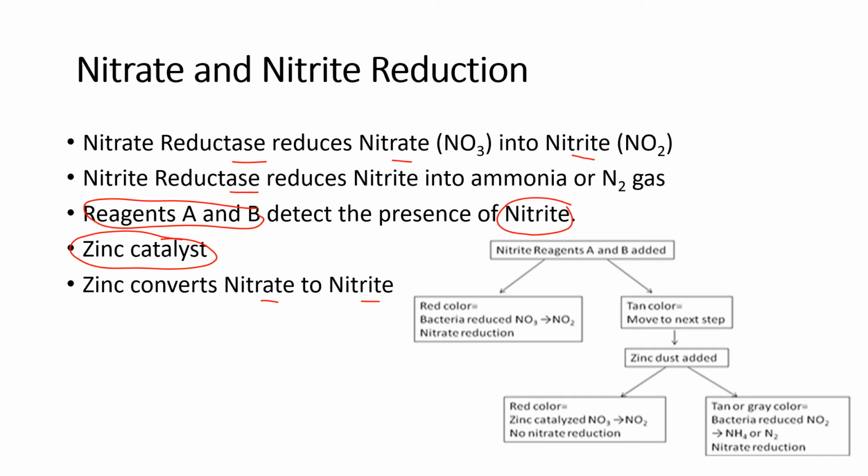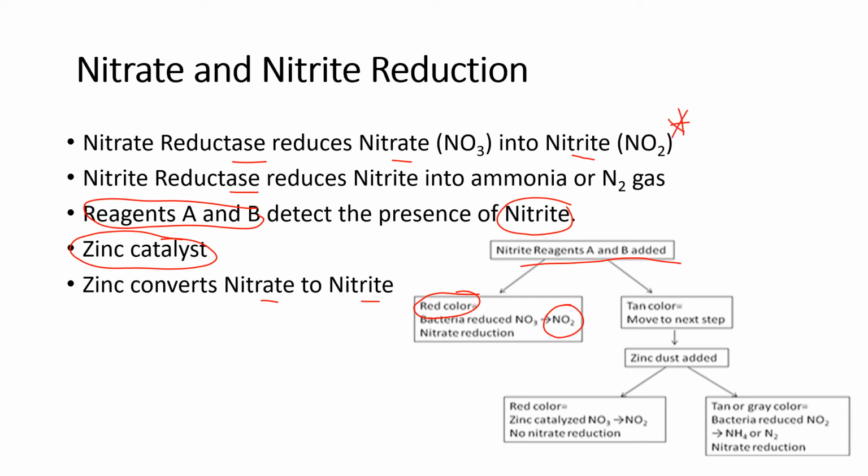An overall flow chart of what you would be doing is first adding nitrite reagents A and B, and you would look for a change in color. If the media turns red, that means nitrite is present, and then you are done. So what that means is nitrite was present, so this first reaction took place.